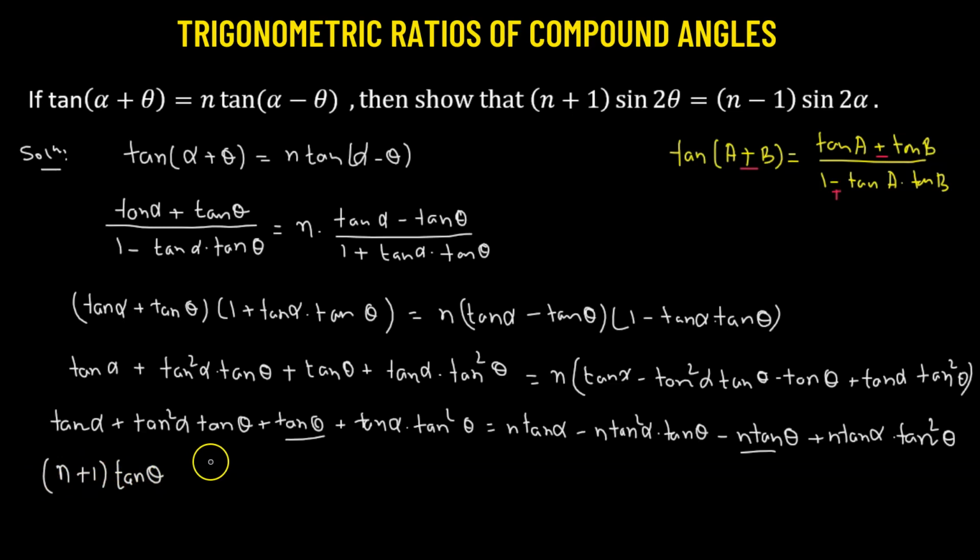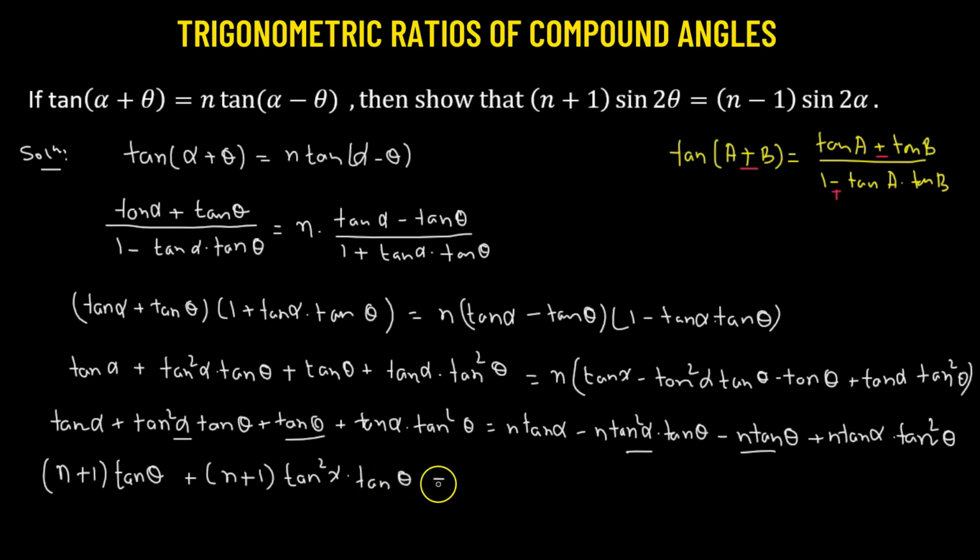Next, we're going to look for terms and combine them in such a way that they also have a factor of n plus 1. So let's check that out. We'll take this term and this term, combine them on the left hand side, and this is also going to have the factor n plus 1 multiplied to it. So n plus 1 times tangent squared alpha times tangent theta.